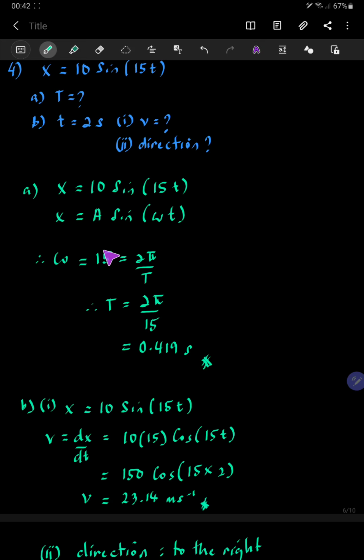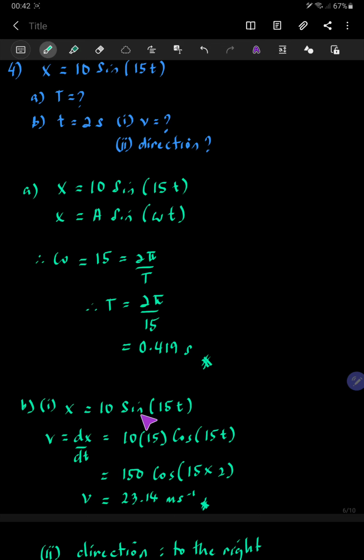So based on this, we may calculate the period directly, giving you 0.419 seconds. All right, and then for the second one, they ask you to find the speed. As we know, to calculate speed, we need to differentiate x with respect to t, isn't it?